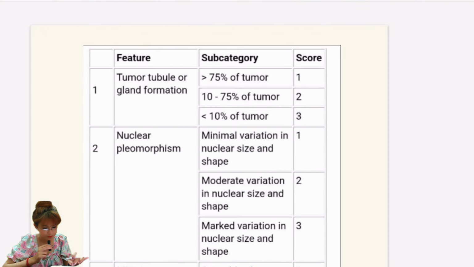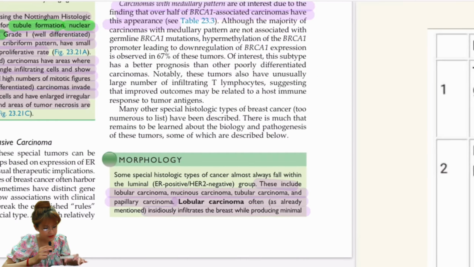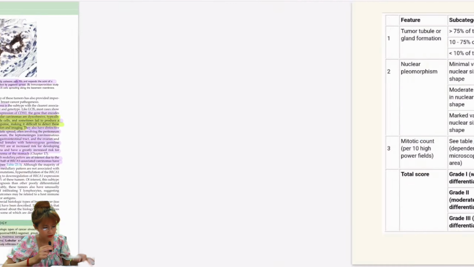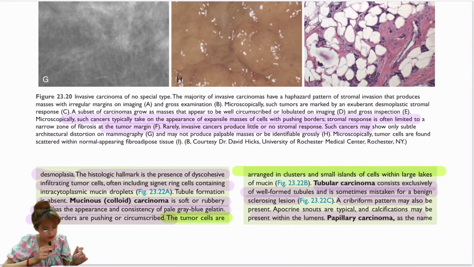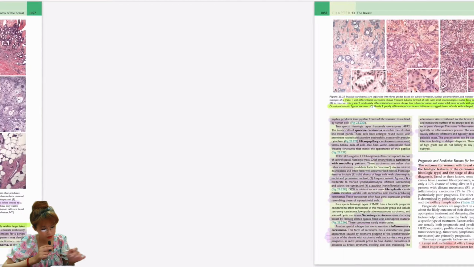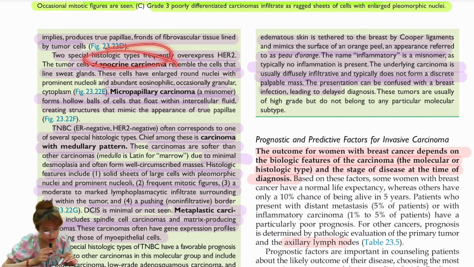There are various types of these cancers. You can classify them as lobular carcinoma and mucinous carcinoma. In mucinous carcinoma, you see that the tumor cells are arranged in clusters and small islands of cells within large lakes of mucin. Then you may have tubular carcinoma, papillary carcinoma, and apocrine, then micropapillary, then carcinoma with a medullary pattern, and metaplastic carcinoma.